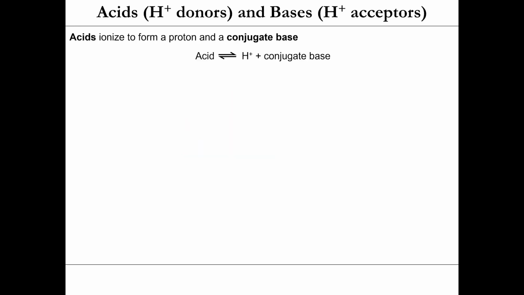All right, so now we're going to have a greater discussion of acids and bases, because you will encounter different acids and bases when you're thinking about biochemical molecules. Acids ionize to form a proton and a conjugate base. So you have an acid here. There's going to be a reversible reaction where that acid will be deprotonated, basically release a proton, and then it will be left as a conjugate base.